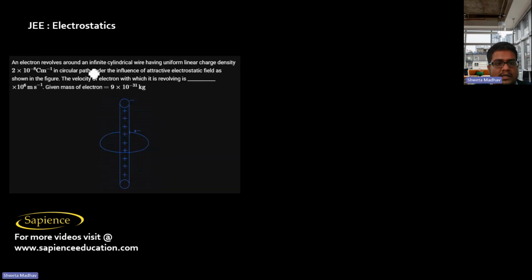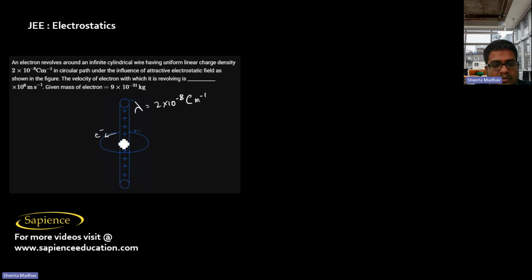And here it is told an electron revolves around an infinite cylindrical wire having uniform linear charge density lambda equal to 2 into 10 power minus 8 coulomb per meter, in a circular path under the influence of attractive electrostatic field as shown in the figure. The velocity of the electron with which it is revolving is dash into 10 power 6 meter per second. And given mass of electron is 9 into 10 power minus 31 kg.